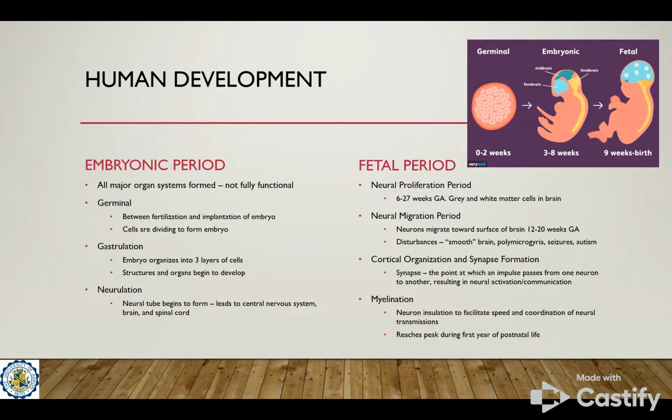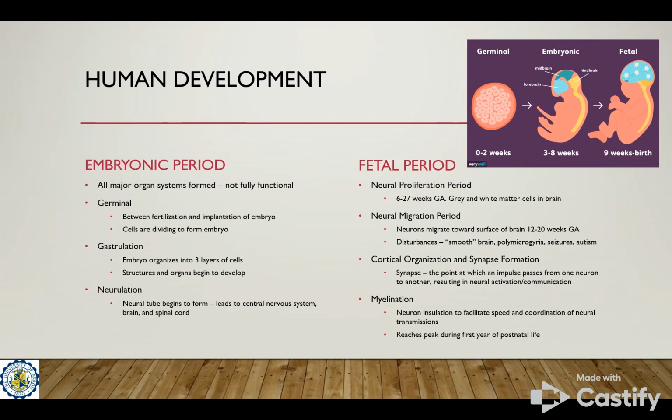Gastrulation is when the embryo starts to organize itself into 3 different layers of cells, and that's when the structures and organs begin to develop. And then neurulation is the stage when the neural tube begins to form. This is what will eventually lead to the development of the central nervous system, the brain, and the spinal cord.